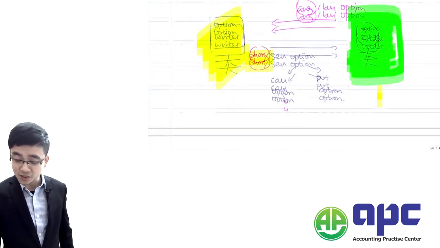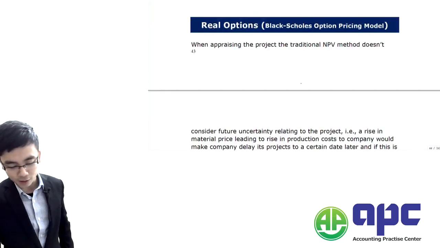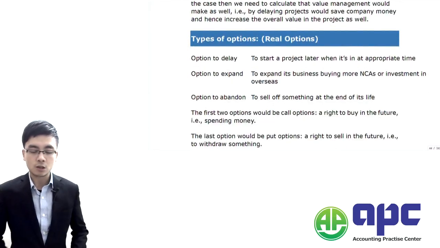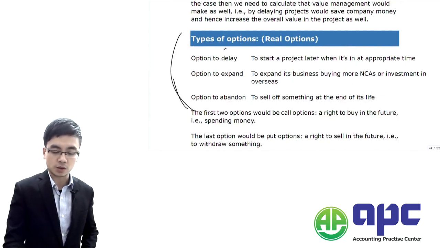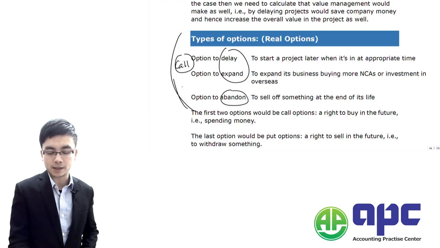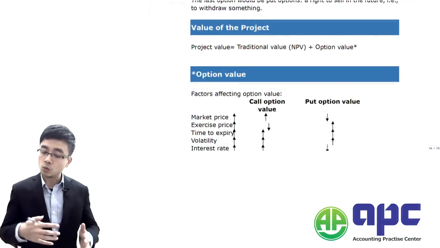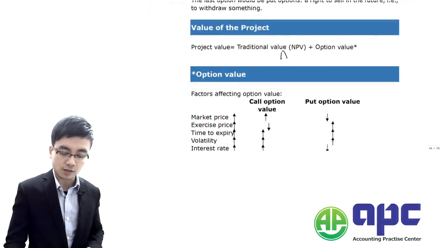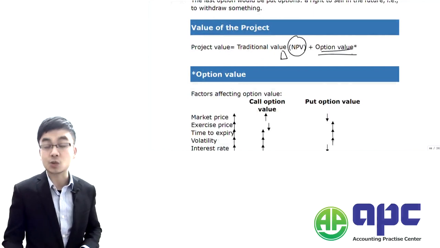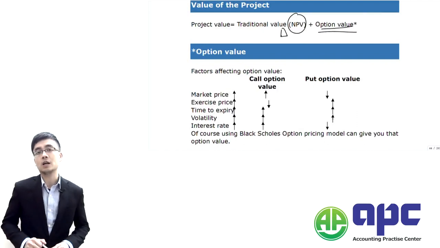So before we dip into that, we're going to use the Black-Scholes option pricing model. Don't worry, let's go back to the study notes. As you can see, we've got the type of option here. So delay and expand, that's called the call option, which means the option to buy. Abandon is called the put option, an option to sell. And the value of the project when we are appraising it, not only are we going to consider the traditional NPV, but also we need to plot the option value. So the option value here will include the five components.